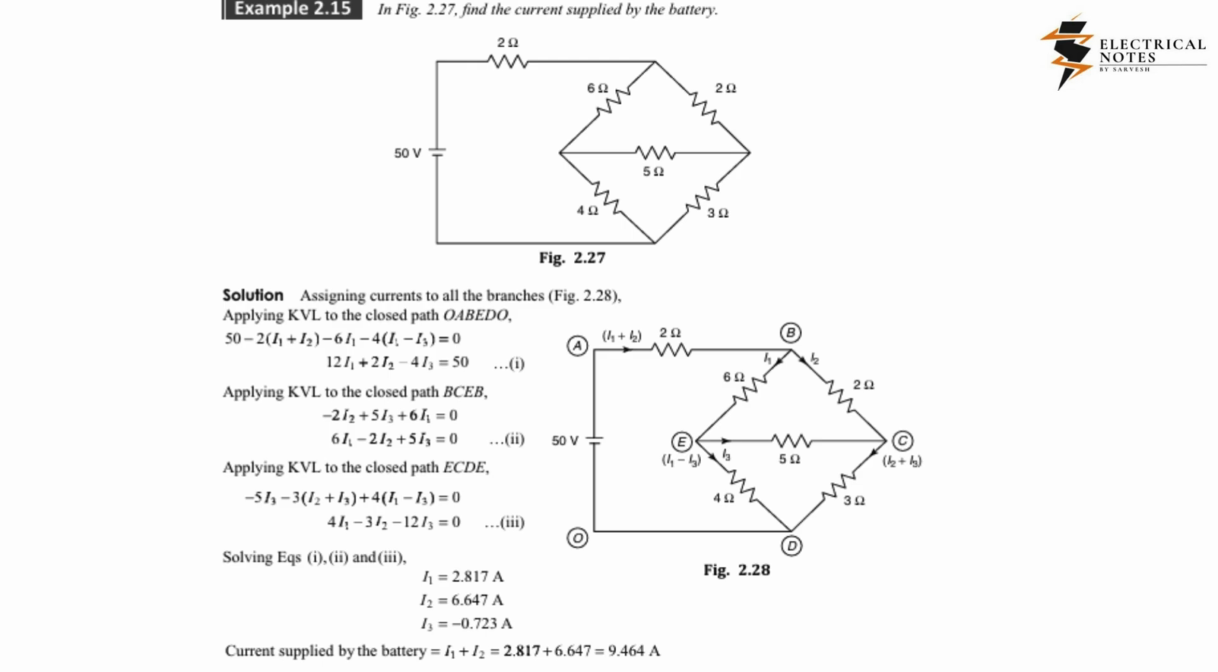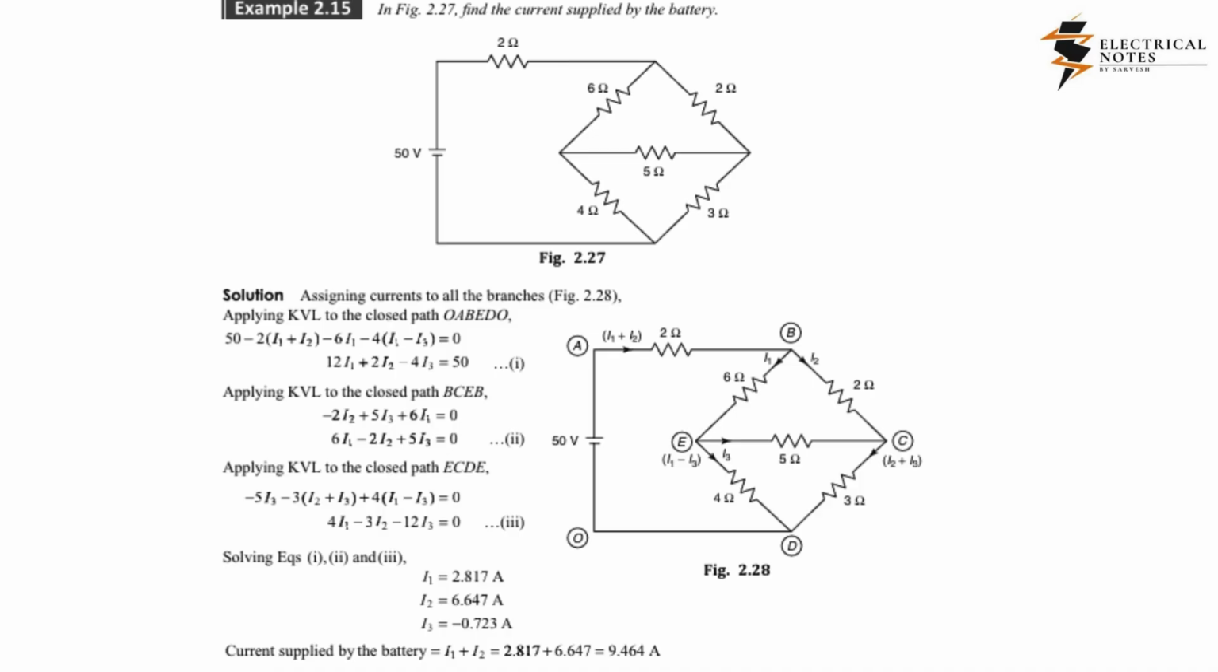Solution: assigning currents to all the branches, figure 2.28. Applying KVL to the closed path OABITO: 52640, 122450, 1 I1, 2 I3, minus 26 equals 1213 I4141, I21 plus 22 I3.